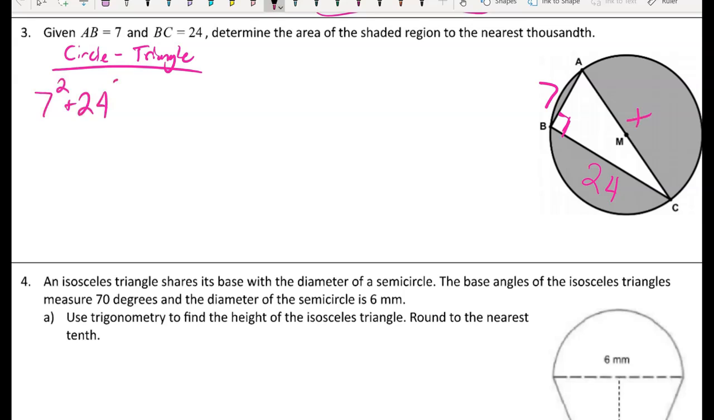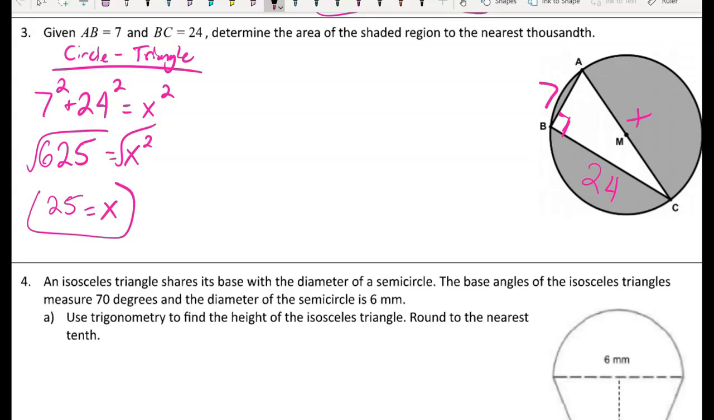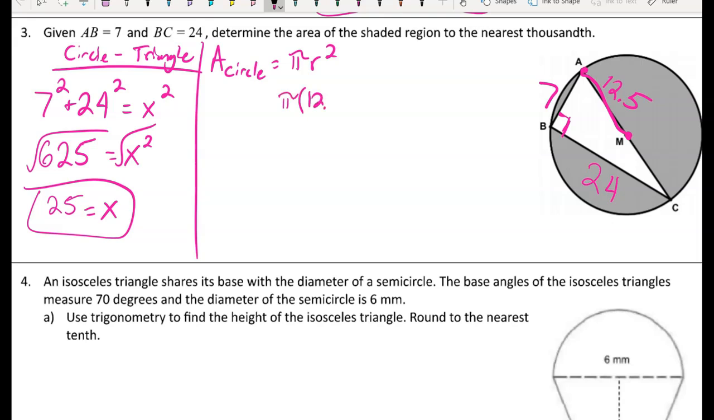7 squared plus 24 squared equals x squared. 7 squared plus 24 squared is 625. If I take the square root of that, I find that the hypotenuse is 25, and the radius, just half of that, is 12.5. So that helps me find the area of the circle, which would just be pi times the radius squared, or pi times 12.5 squared. If I square 12.5 in my calculator, my area of the circle would just be 156.25 pi.